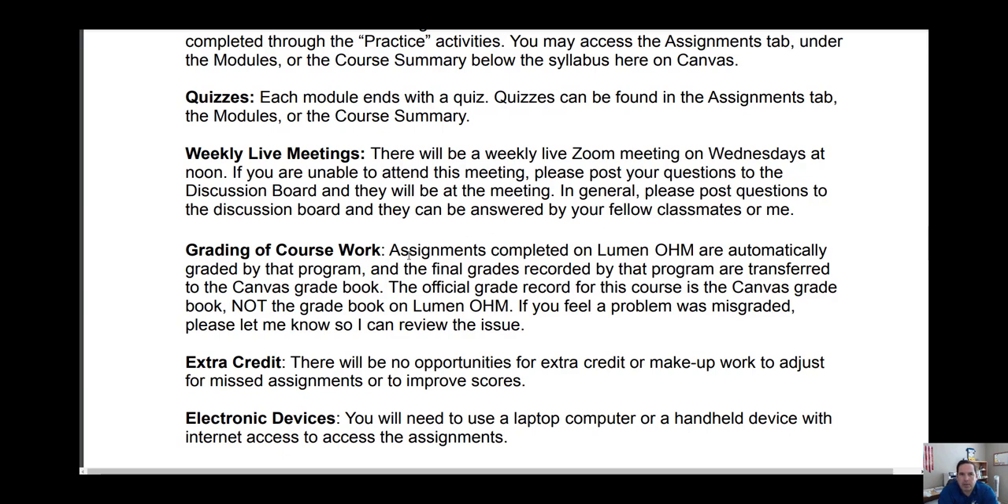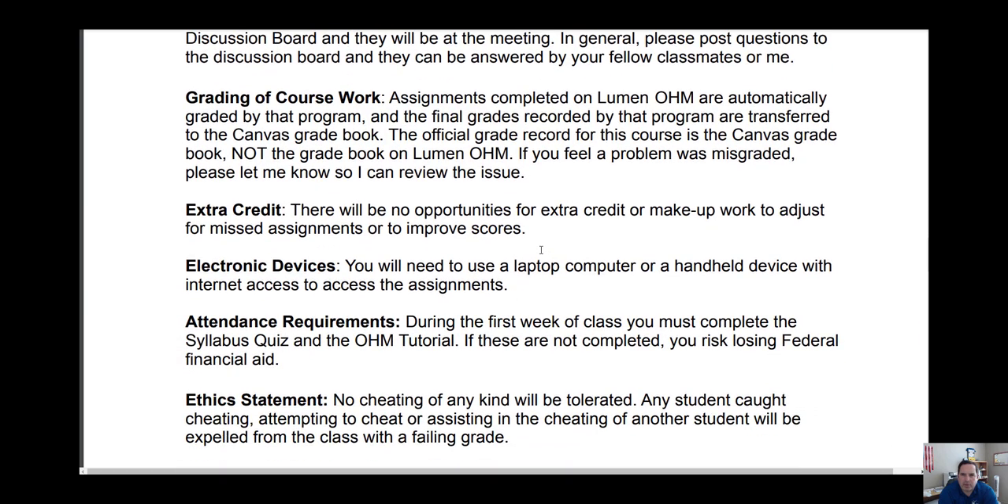Grading of coursework assignments completed on Lumen OHM are automatically graded by the program. The final grades recorded by the program are transferred to the Canvas gradebook. The official grade record for this course is the Canvas grade, though, not the gradebook on Lumen. If you feel a problem was misgraded, please let me know so I can review. Extra credit, there are no opportunities for extra credit in this course. If you need something open that may have closed, we can talk about that though.